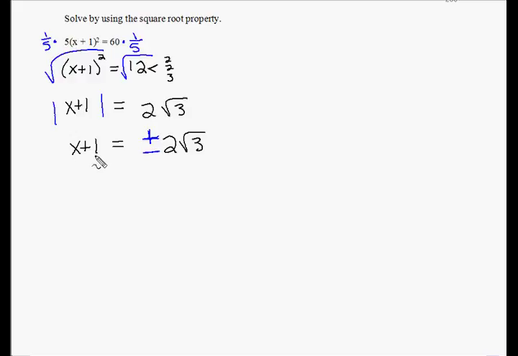The way that we do that is to subtract 1, or add a negative 1, to both sides of the equation. Keeping that balance, we have x is equal to negative 1 plus or minus 2 square roots of 3.